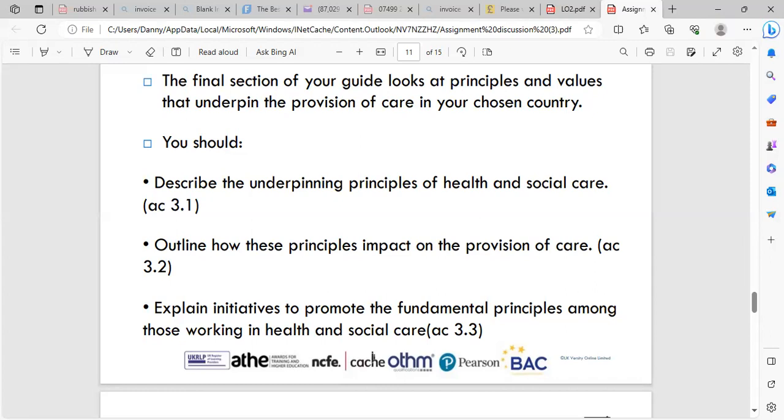What are the underpinning principles of health and social care? There should be principles that govern health and social care. Everything we do must conform to law. We have to be compassionate in the things we do. It should be proportional to everything that we do. So there are principles that govern health and social care.